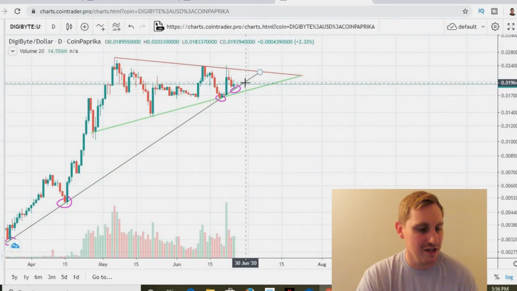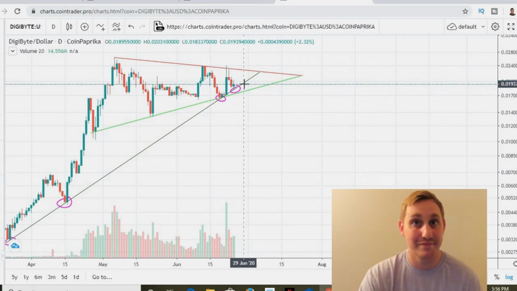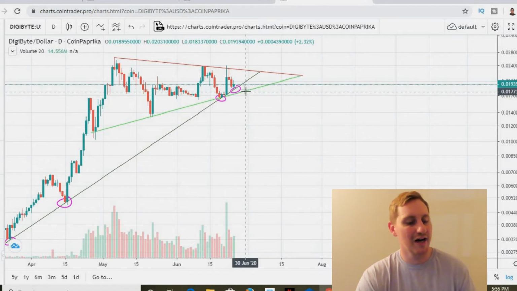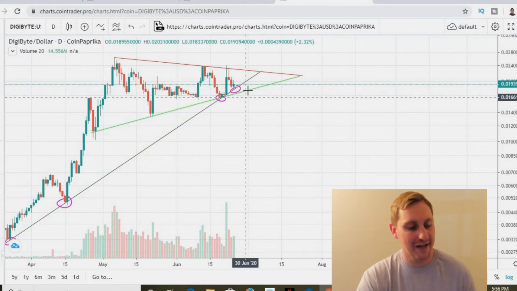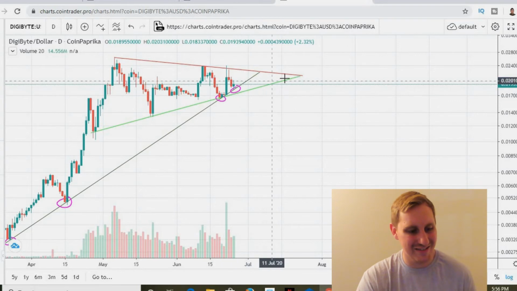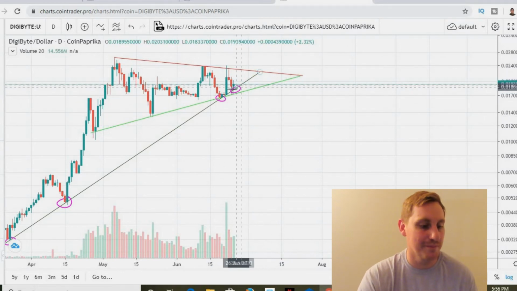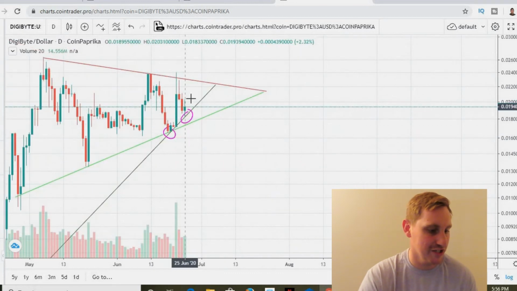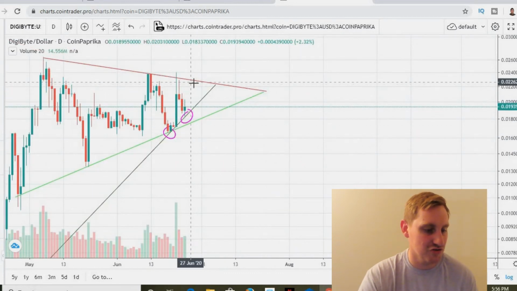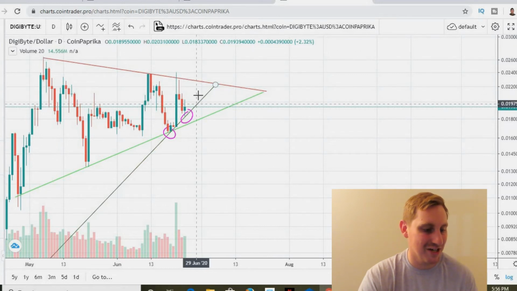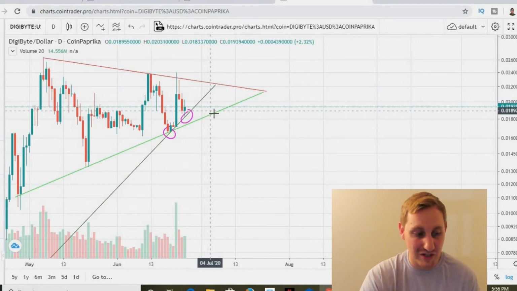If we break this black line here, dark green actually, but black line, we could come back down and test this green support line again. I don't see us going lower than this unless we actually break it. So I'd be looking for a bounce. If we continue up and we bounce off this trend line again, looking for either a break or come back down and actually test this black line again. If we break that, test the green line again.